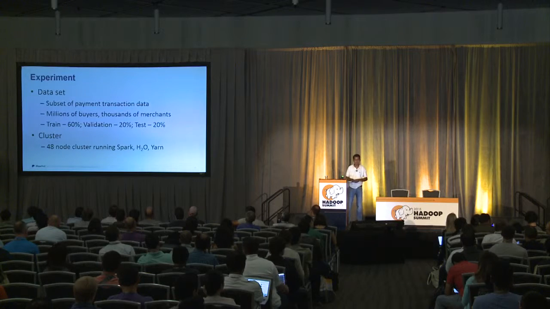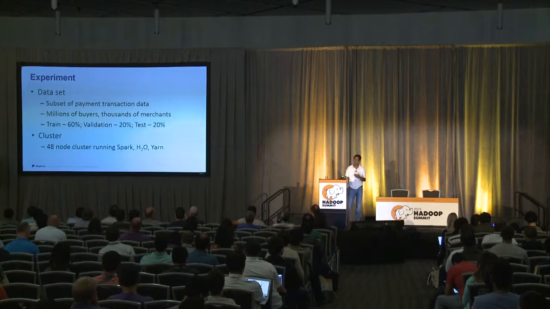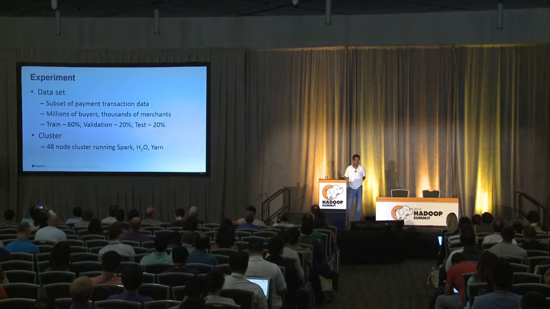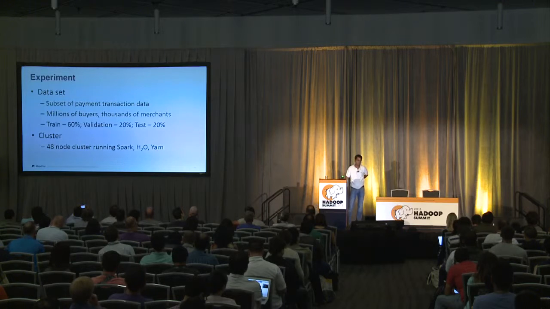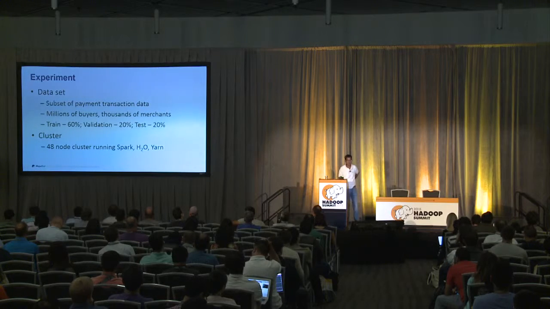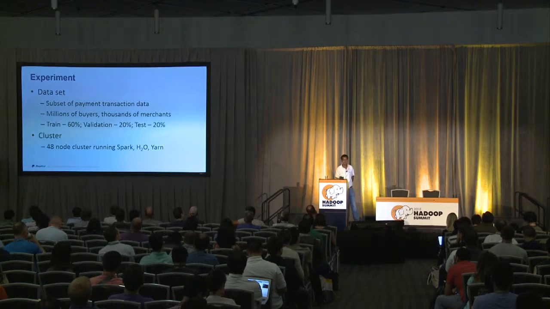For the experiment, I started with a gigantic data set, but as with any data mining task, you spend a lot of time in data preparation before you can get to the actual model building process. I was getting close to the conference, so I had to downsample it significantly to see whether this particular architecture I had in mind is even useful. This is a very small subset of the data set. We have millions of buyers and thousands of merchants in this data set. I used 60% of the data for building the model, 20% for validation and the remaining 20% for testing.